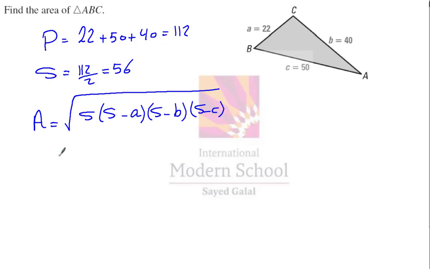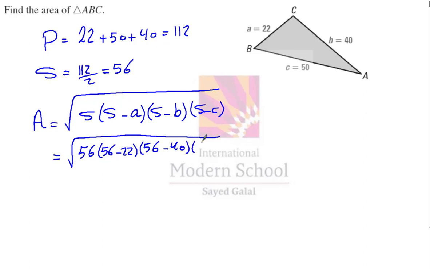Substituting in the rule: 56, 56 minus 22, 56 minus 40, 56 minus 50, then equals 428 square units.